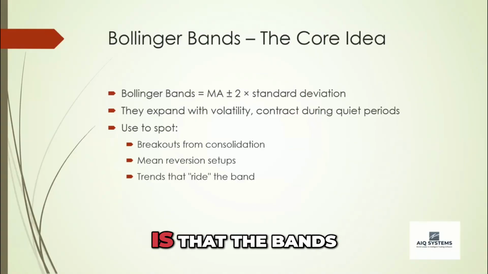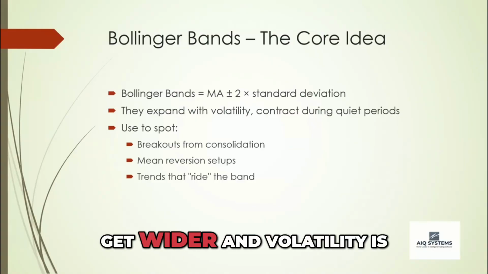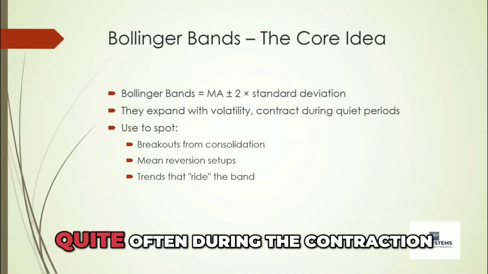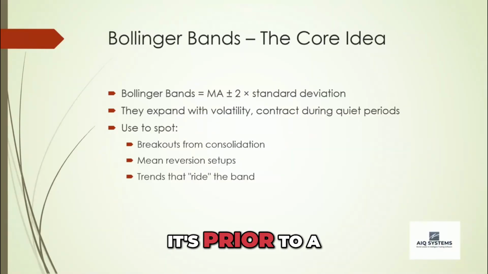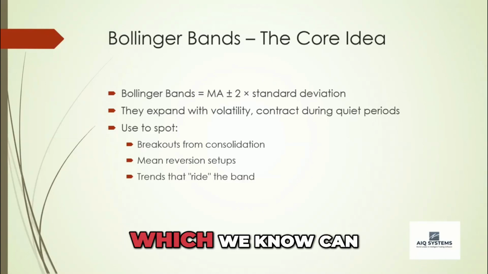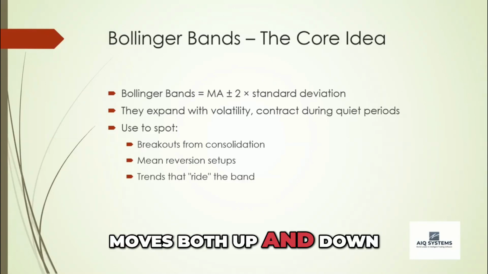What happens is that the bands get wider when volatility is wider and it contracts during quiet periods, and then quite often during the contraction it's prior to a change either in direction or an expansion of volatility again, which we know can lead to moves both up and down.